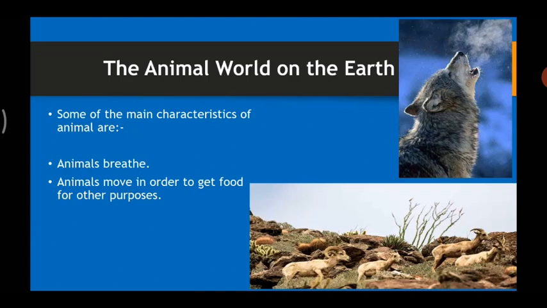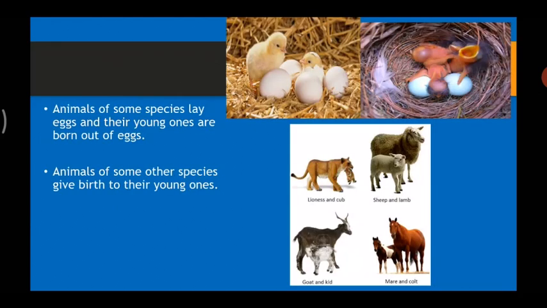Let's move forward. Animals of some species lay eggs and the young ones are born out of eggs. As you can see in the picture, a small chicken is coming out of an egg. In the same manner, crocodiles, reptiles and snakes also lay eggs, and from those the young ones come out. So some lay eggs and some give birth. We see it in the next point.